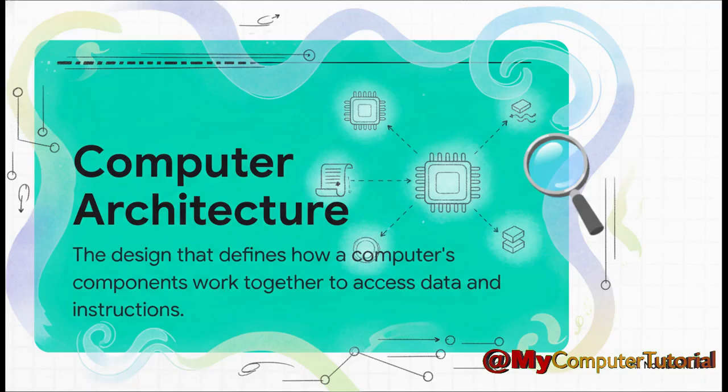So breaking that down, it's the fundamental design that dictates how all of a computer's hardware components play together. And the most critical part is how the brain of the computer, the CPU, gets the two things it absolutely needs to function. Instructions, which is the what to do, and data, the stuff to do it with. This design, right here, is probably the single biggest factor that determines a machine's speed and efficiency.